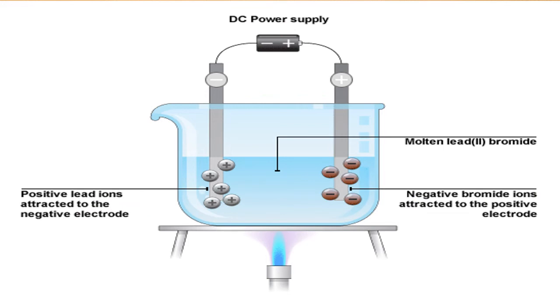And this is what it actually looks like if you're doing the electrolysis. The positive lead ions are attracted to the negative electrode, and they're gaining electrons to become lead metal. And then the negative bromide ions are attracted to the positive electrode. They're losing the electrons to become bromine, forming that bromine single bond.